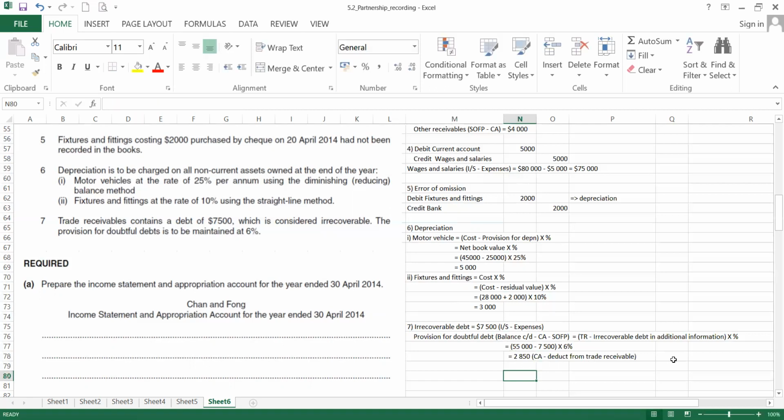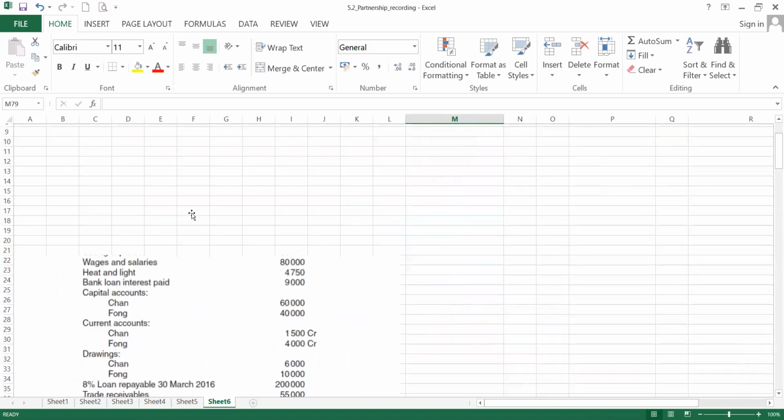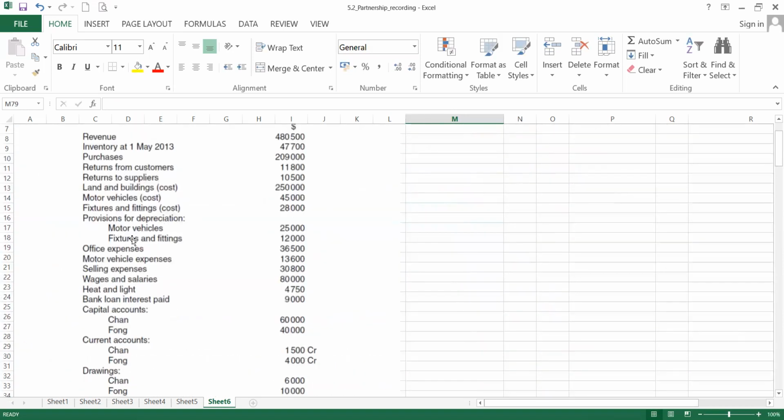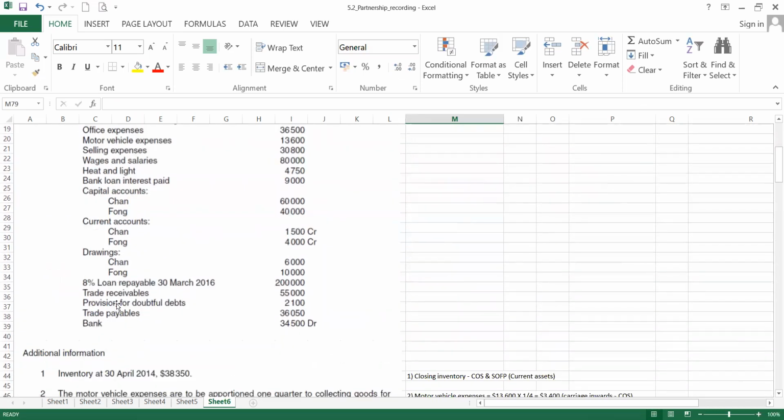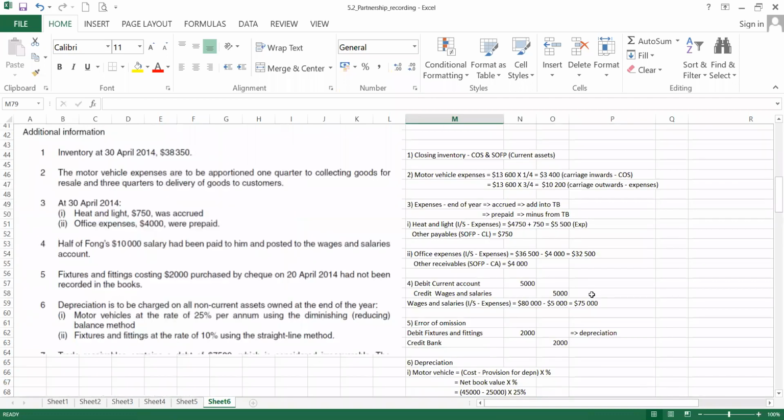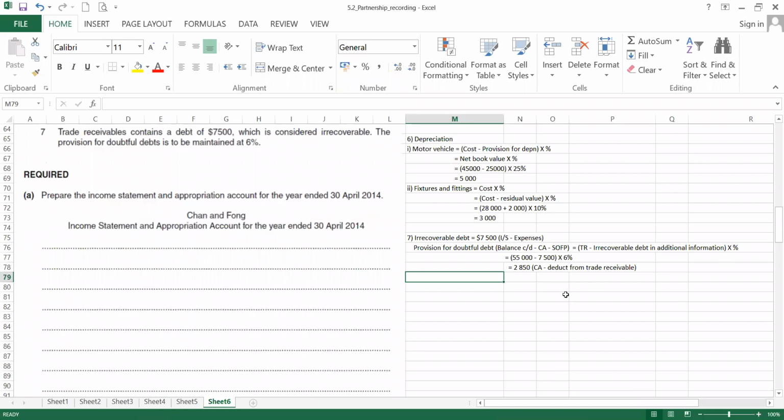But how much should we recognize under the income statement? So we need to see the opening balance for the provision for doubtful debt. Is there any provision for doubtful debt in here? Provision for doubtful debt, which is the amount equal to 2,100. So this 2,100 is a balance brought down at the end of the year, which we get from the trial balance that we see.